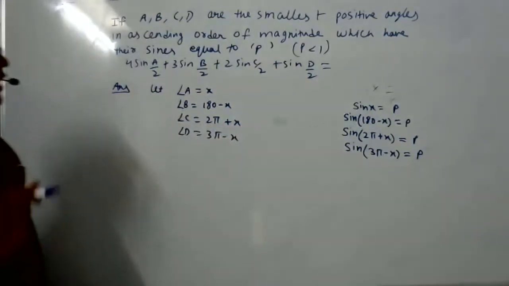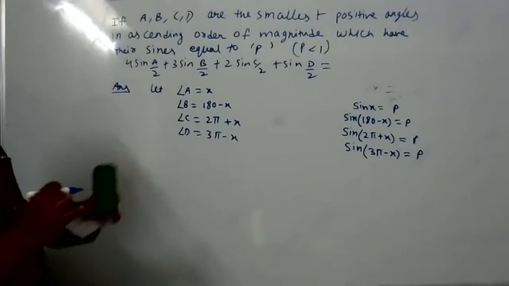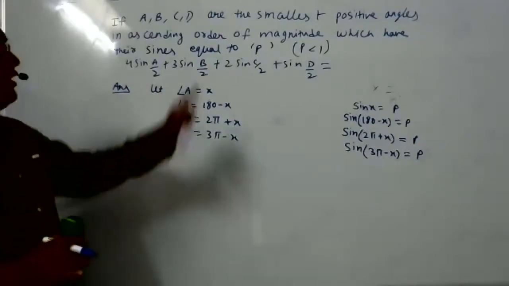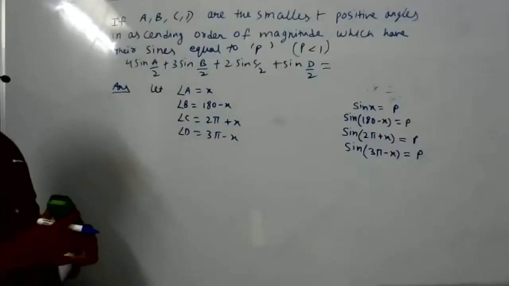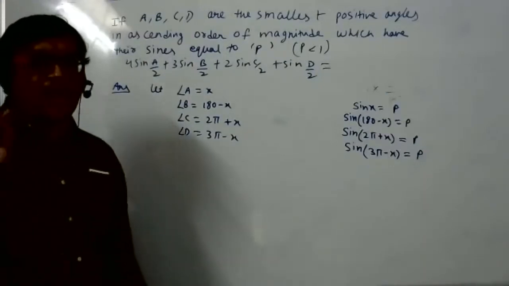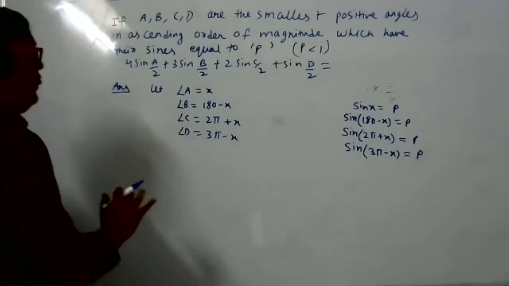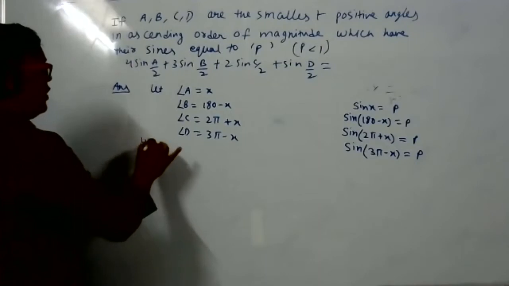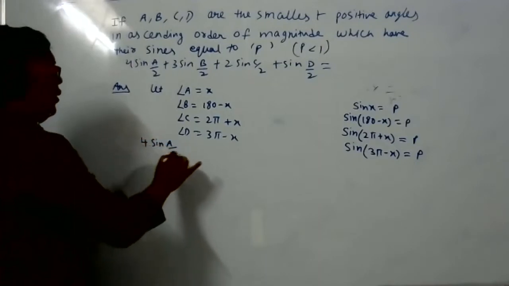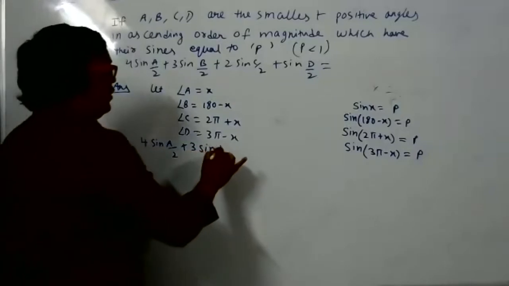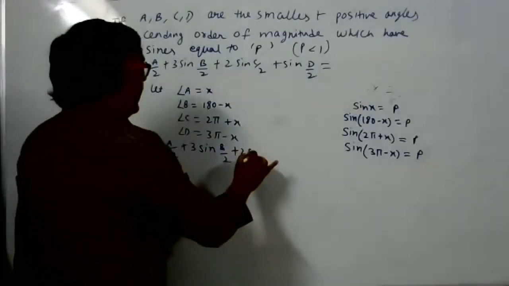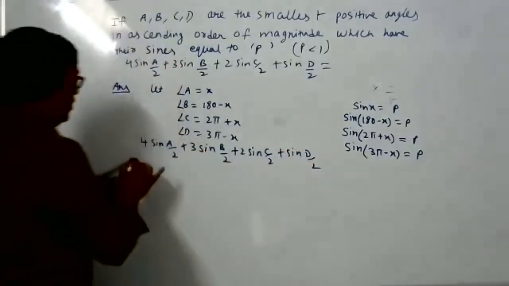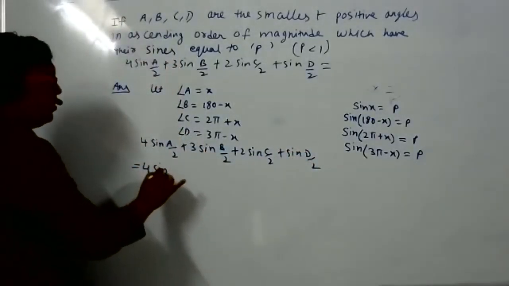Till now, if anybody has doubt, ask me, because we are able to find 4 angles in ascending order whose sine is the same, only p. Any boy or any girl has a doubt, ask me right now. Otherwise, I will proceed. Now the work left is just to substitute the value. They want 4 sine A by 2 plus 3 sine B by 2 plus 2 sine C by 2 plus sine D by 2.